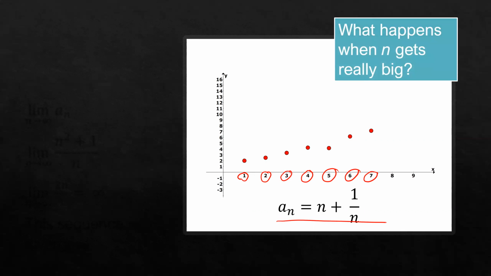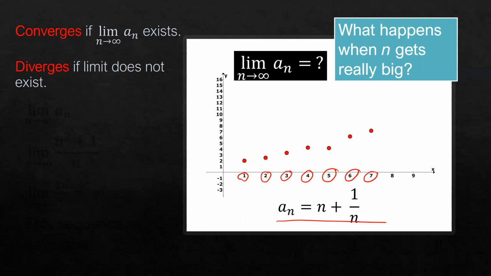So what happens when n gets really big? That's the question of limit, right? So what is the limit of a sub n when n goes to infinity? And when we talk about limit, there might be a limit, there might not be. So we would say that the sequence converges if the limit exists and diverges if not.